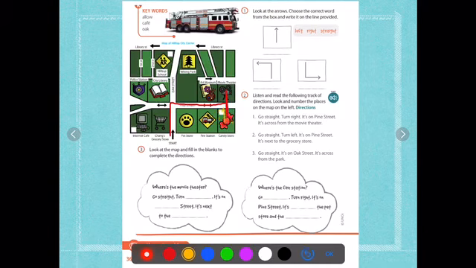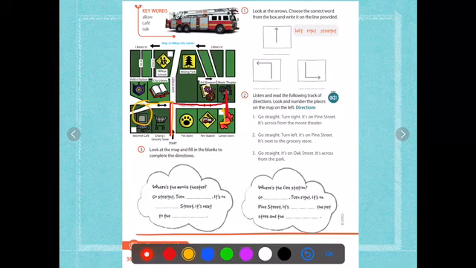All right, the second one, it says, from my starting point, go straight, turn left. I'm turning left. And it's on Pine Street. It's next to the grocery store. So it's this one here, next to the grocery store. And that is number 2, the Internet Cafe.